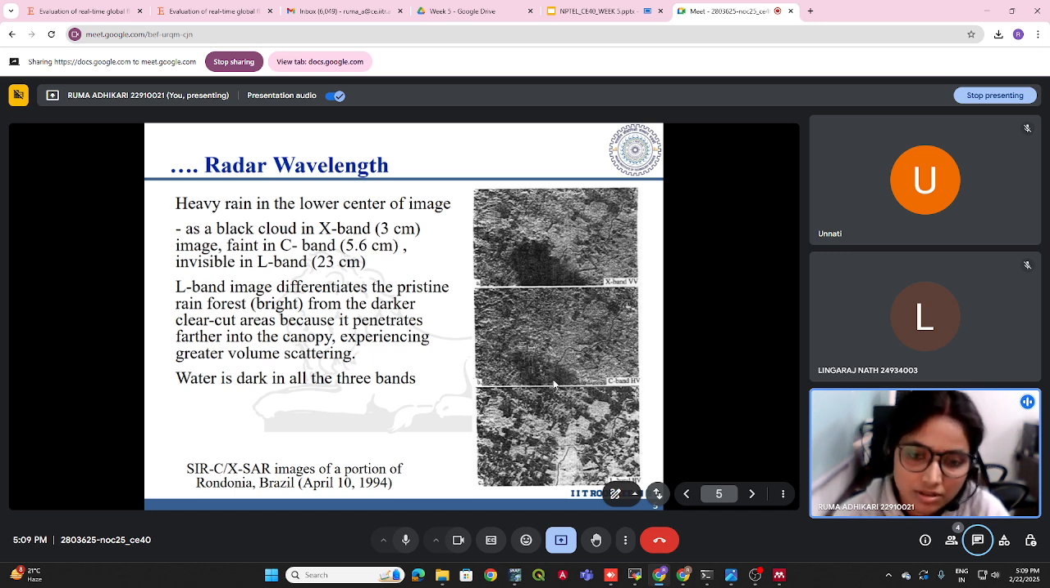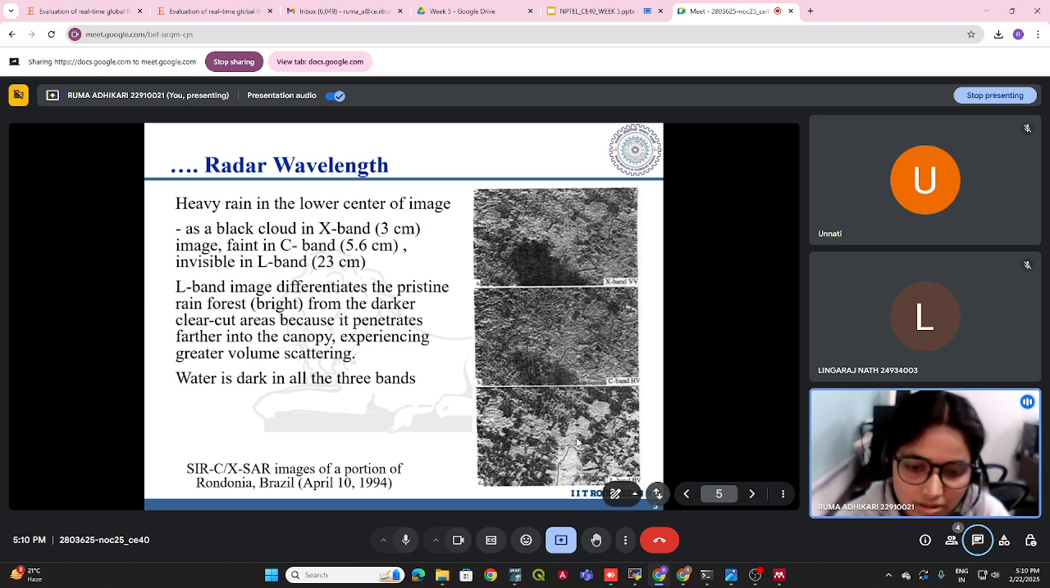The same image in C band, which has a higher wavelength, the signal can penetrate through the clouds, so it does not have that much effect from the cloud. So the black patch is lesser here. And finally, the L band, which has a higher wavelength than both X and C. Here there is no impression due to the cloud. We see no black patch here, and we can see the terrain totally different. It appears totally different as compared to C band and also X band.